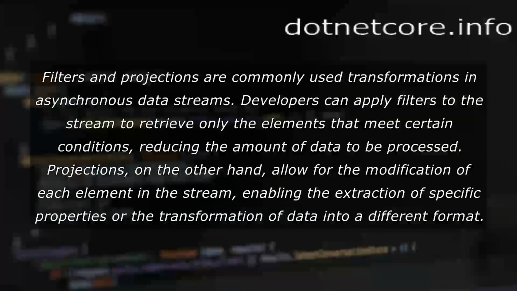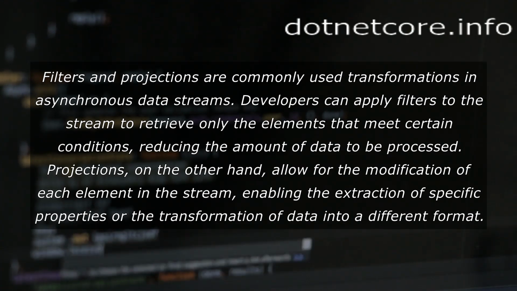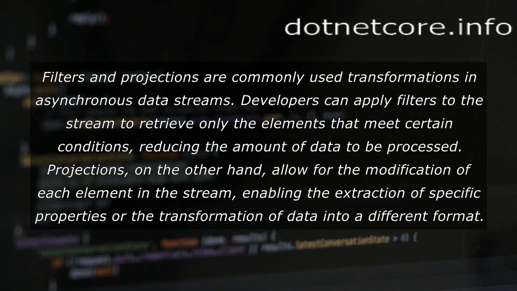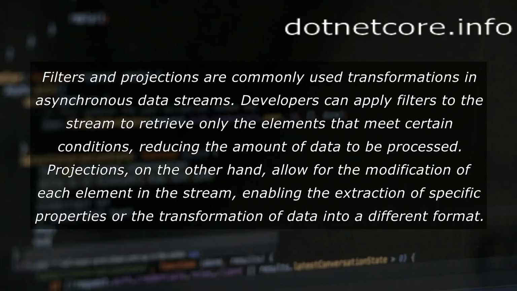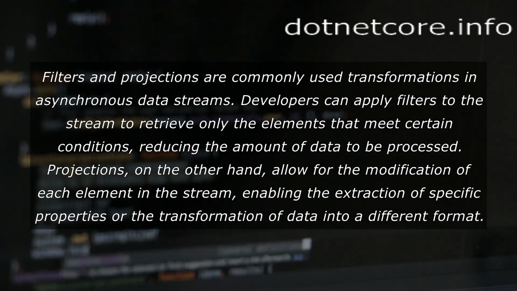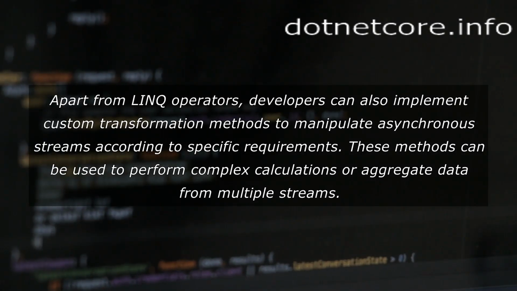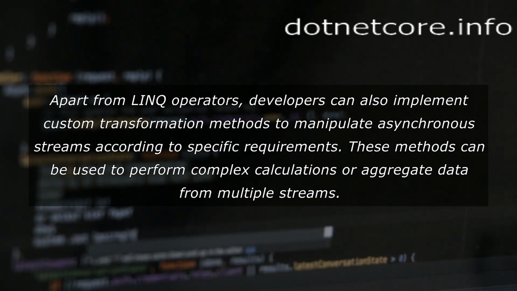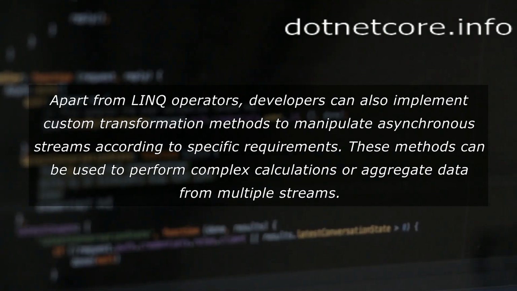Filters and projections are commonly used transformations in asynchronous data streams. Developers can apply filters to the stream to retrieve only the elements that meet certain conditions, reducing the amount of data to be processed. Projections, on the other hand, allow for the modification of each element in the stream, enabling the extraction of specific properties or the transformation of data into a different format. Apart from LINQ operators, developers can also implement custom transformation methods to manipulate asynchronous streams according to specific requirements. These methods can be used to perform complex calculations or aggregate data from multiple streams.